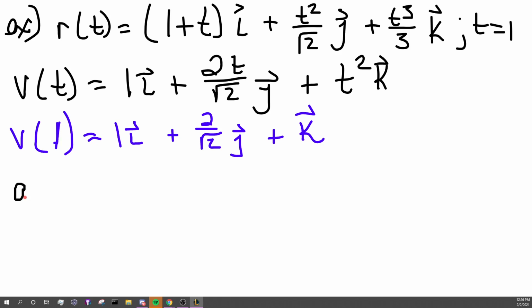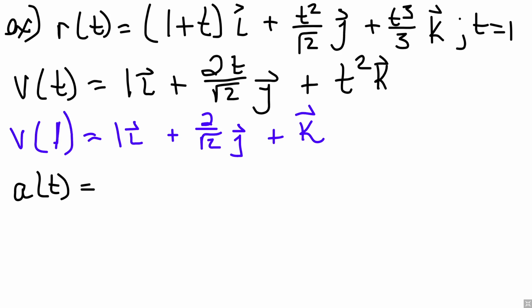Okay, so next, let's find the acceleration vector. So for the first component, we're going to end up with what? 0. Okay, so we just leave that off. Second component, we're going to end up with what? 2 over the square root of 2 in the j direction plus, and then for the last component, we're going to end up with what? 2t in the k direction.